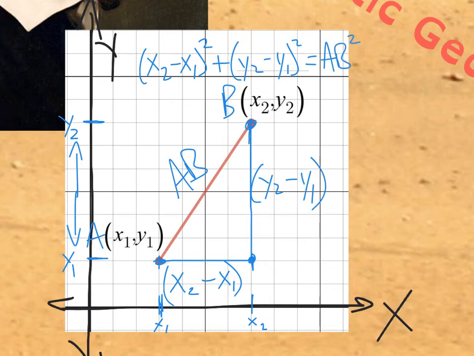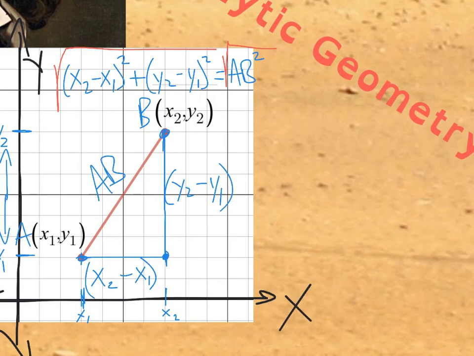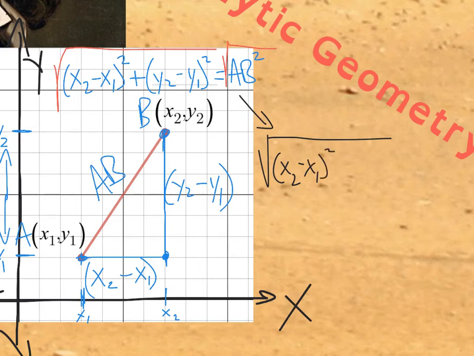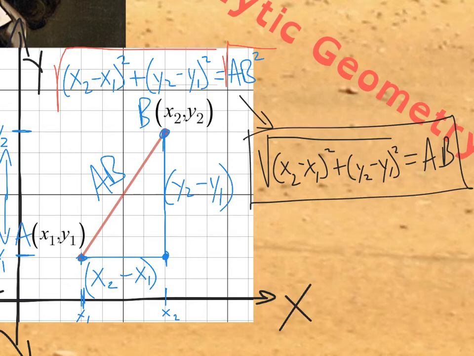AB squared. Now, what if I want to figure out the length of AB? Well, I could get rid of that square by square rooting, right? And remember, what you do to one side, you've got to do to the other. So that leaves us, we'll come over here, with this very useful fact that the square root of x2 minus x1 squared plus y2 minus y1 squared is going to be the length of AB. There is our distance formula.